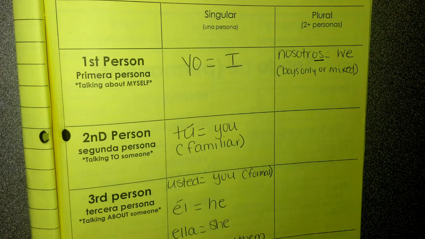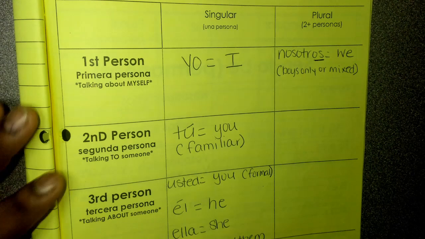Okay? So, in Spanish, there could be 1,000 girls. As soon as there's 1 boy, it turns masculine. That's just the way the language works, right? Es un idioma muy sexista. It is what it is. All right.